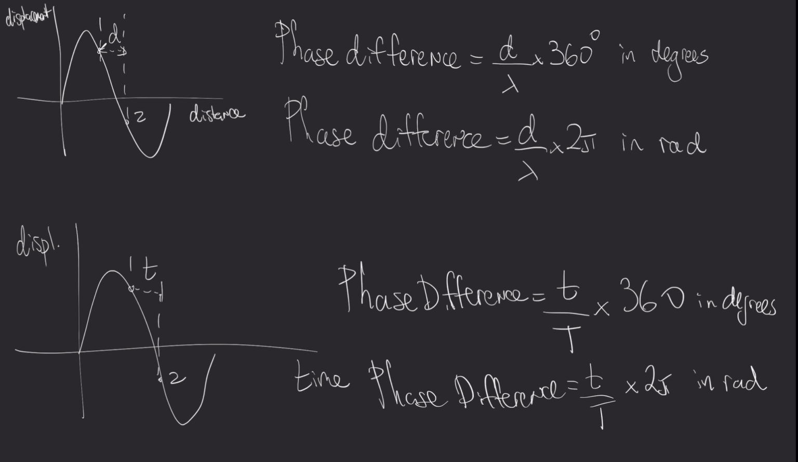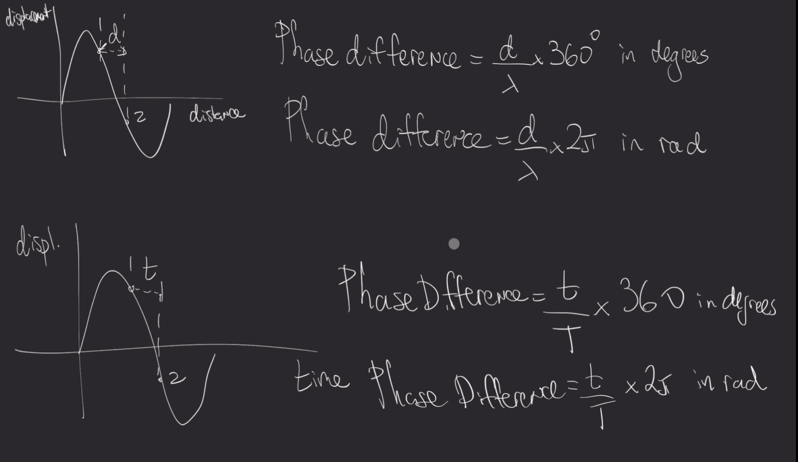Just a quick little note that I thought would be very useful for you. Here are all of the phase difference equations. If we have a displacement against distance graph, they can be given different symbols, but if the distance between 2 points is d, then the phase difference is going to be that distance divided by the wavelength times 360 if we're in degrees. If we're in radians, it's going to be d over the wavelength times 2 pi.